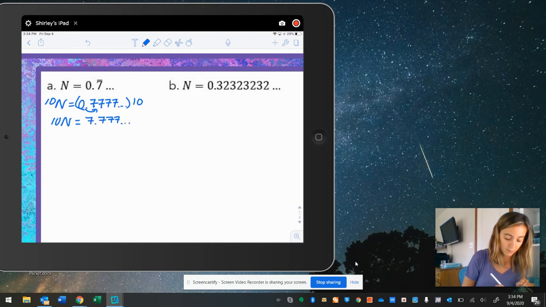and I have 7.777 repeating. The reason we're multiplying by 10 is because we're interested in getting this first placeholder here. If I want to write it as a fraction, I want to see that number. I don't want a 0 here, so I multiplied by 10 to scoot those over one decimal place.